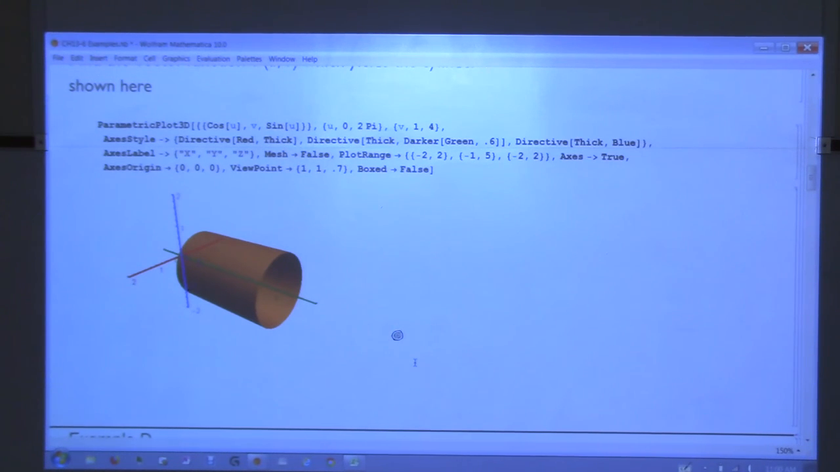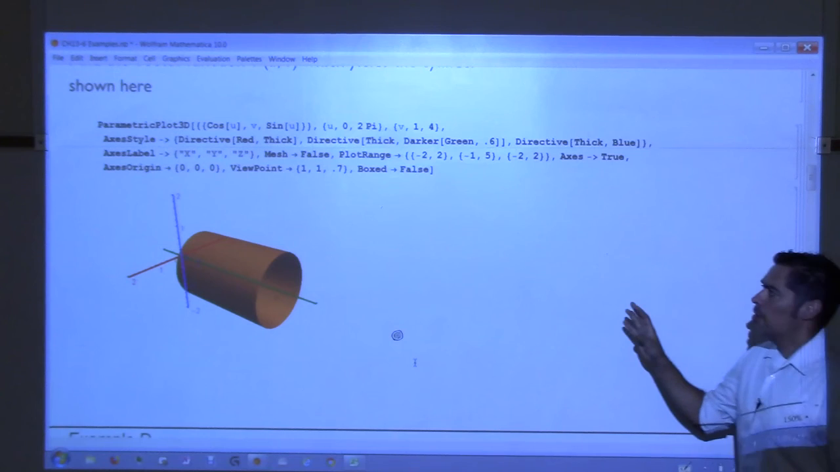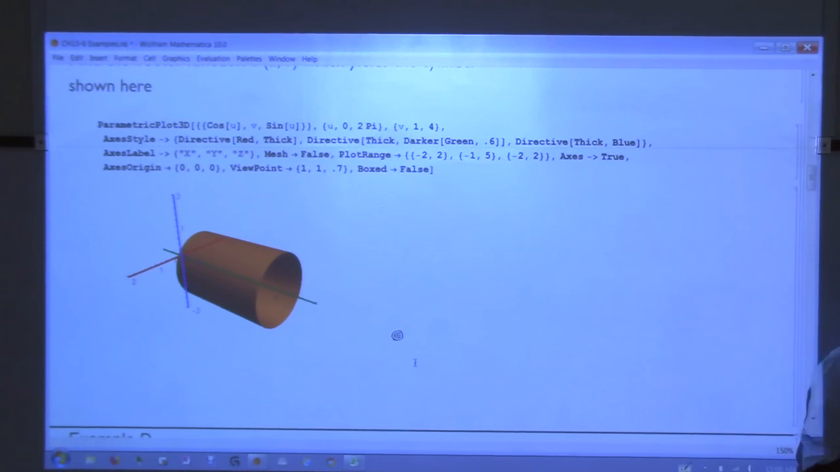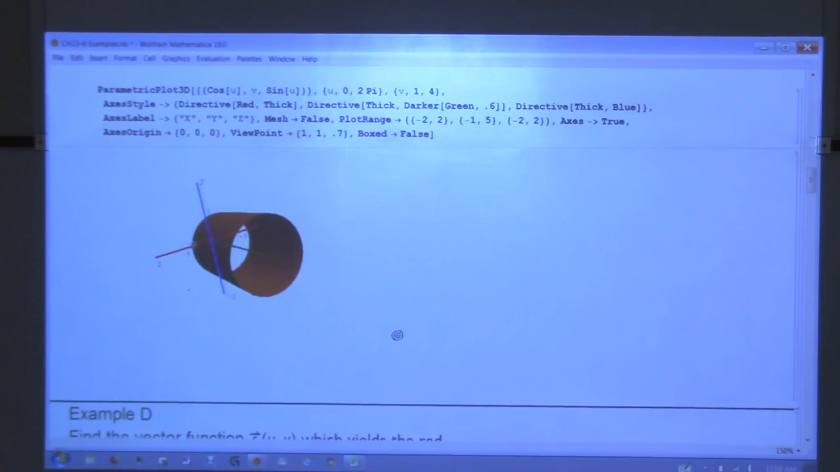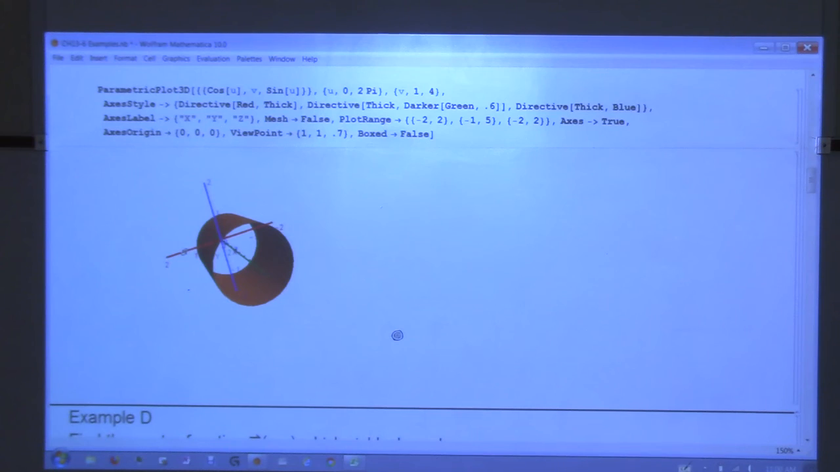Last class, we were trying to come up with parametric equations for drawing surfaces. And I had a handout, right? You'll have that? And I want to continue what we were doing. So we have a cylinder here. Now, it's hard to see this on your page.